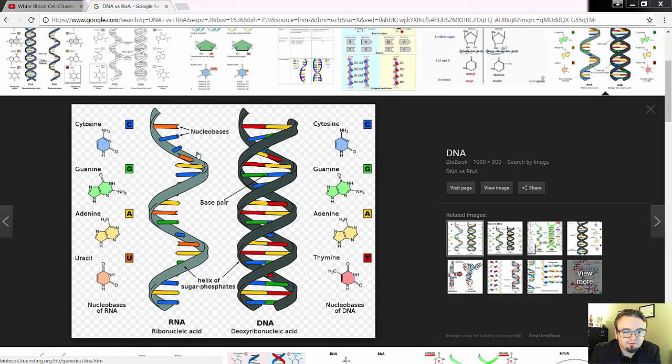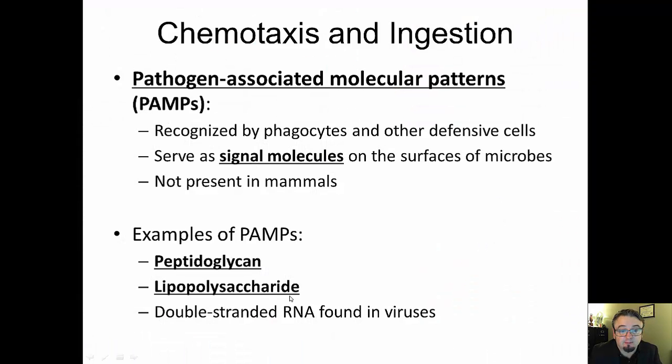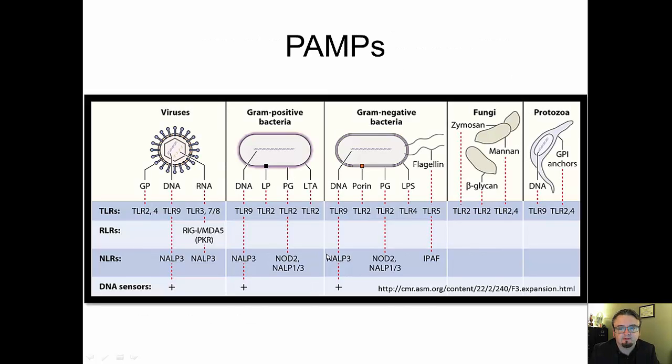Real quick, just to give you a visual, here's the side-by-side comparison. RNA is a single strand, DNA are two strands joined together. So the only time you would find a double strand of RNA, as I mentioned, is with a type of virus. So if the body sees that, it knows that's a virus.